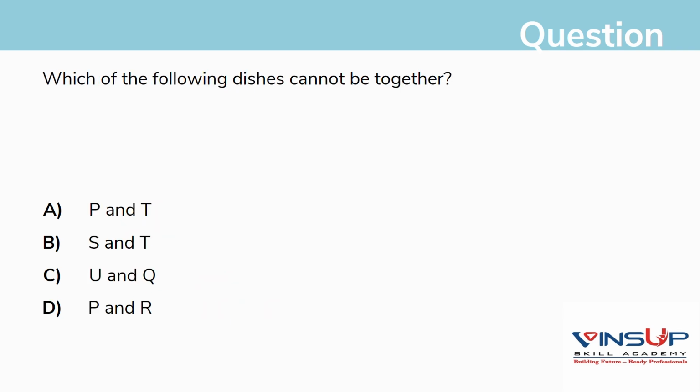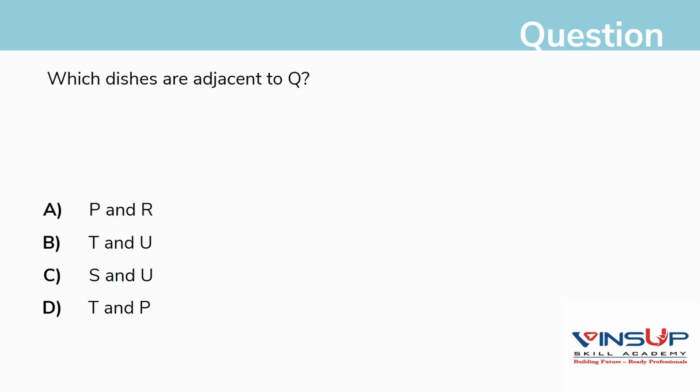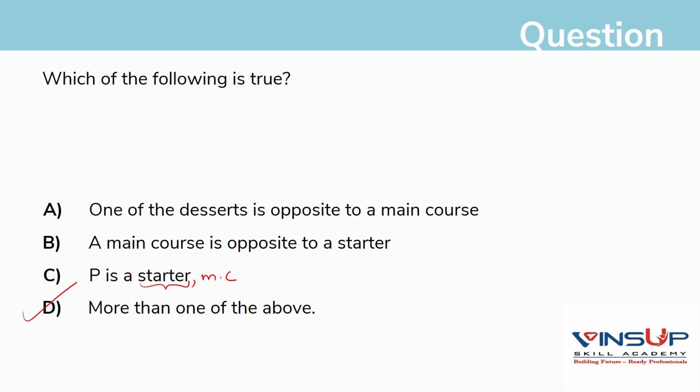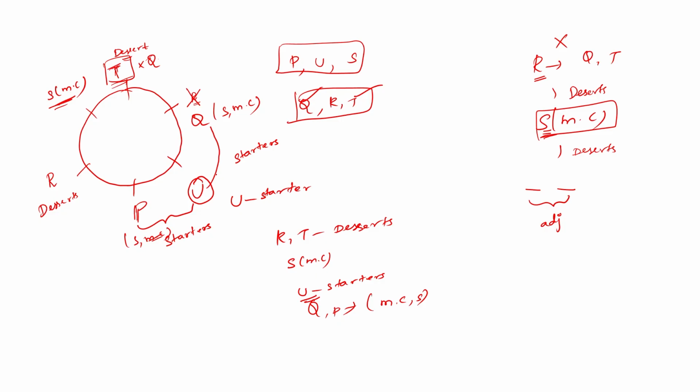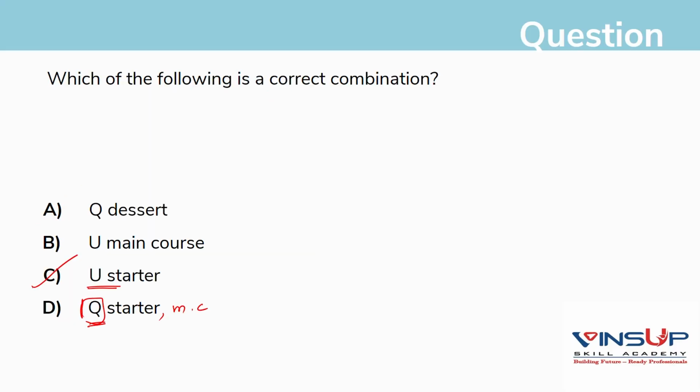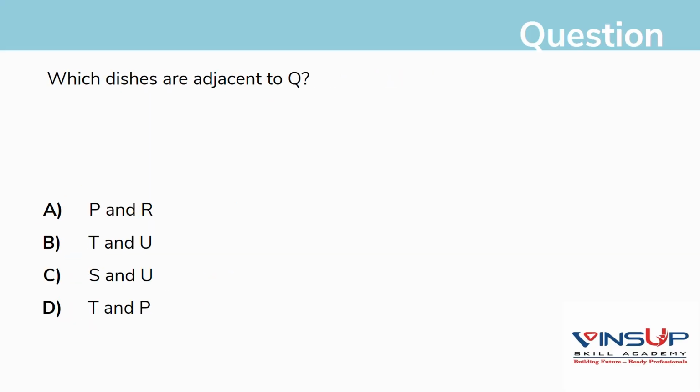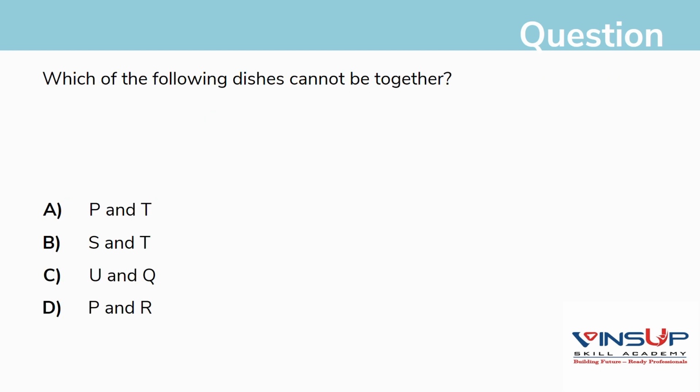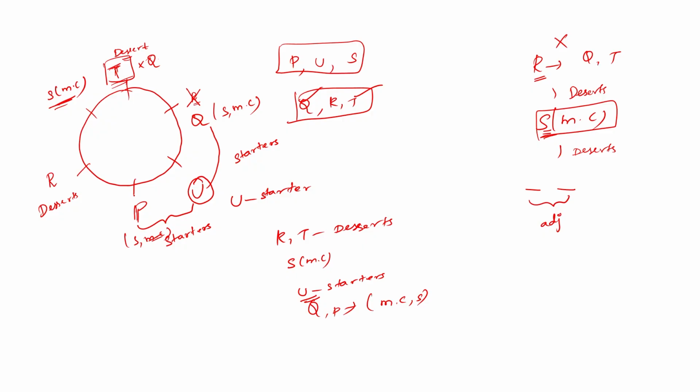Fourth question: which dishes are adjacent to Q? T and U. In between T and U, Q is seated. So option B. And the last question: which of the following dishes can't be together? P, T can't be together. We have come up with the answer.